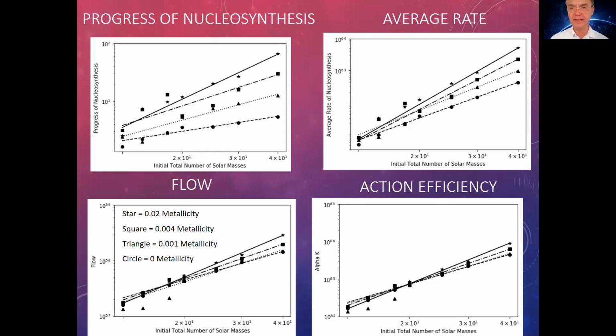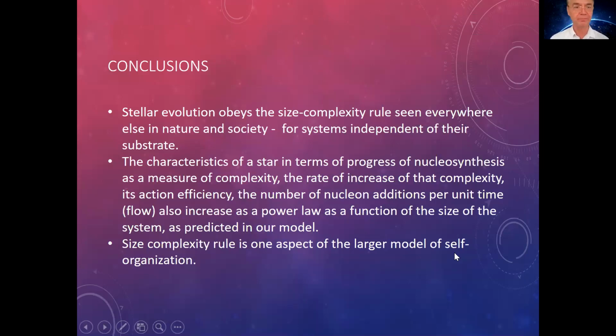We don't have this data to do that, but that's another prediction or feature of the model. So I'll stop here, and conclude that stellar evolution, at least with the data that we have, obeys this size complexity rule. The larger the star, the more complexity it has at the end of its life, and the faster it does it. And it matches the observations in nature and biology and society.